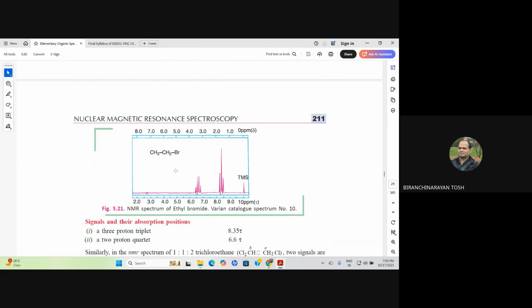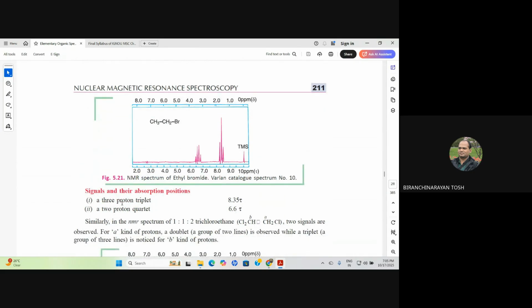Okay, so the signal we will get: you see a three proton triplet, that means this group, a three proton triplet at a tau value of 8.35, and a two proton quartet at a tau value of 6. This tau scale is in 10 ppm, and the delta value is reverse. At 10 we'll get the signal for TMS.